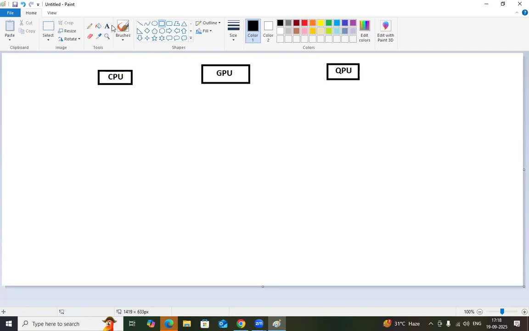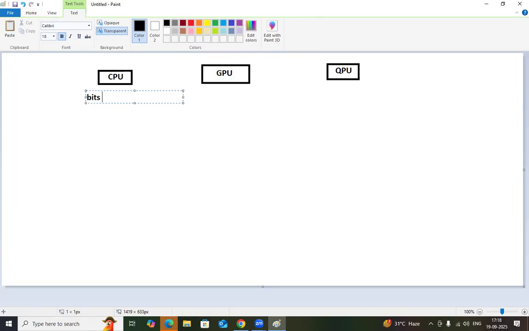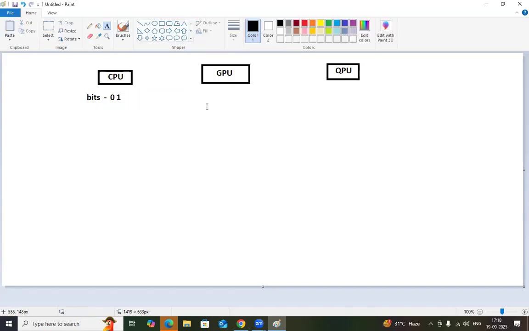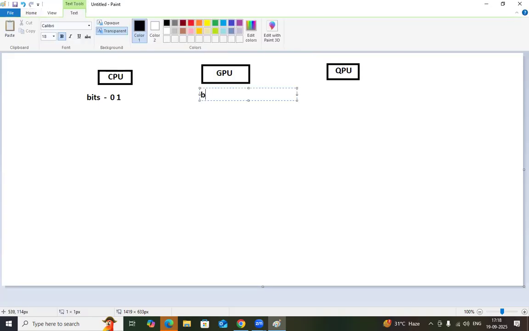You know that CPUs work with bits, either 0 or 1, zeros and ones. And GPUs also work with bits. The working mechanism of the CPU is binary format, and even the GPU is binary format. So this format is called binary format: either zeros or ones.